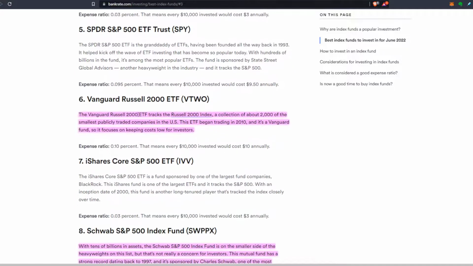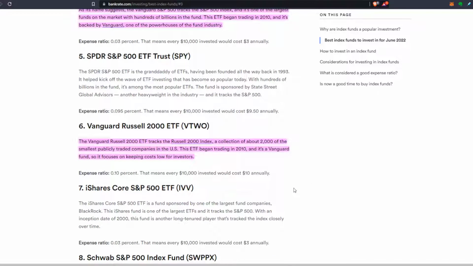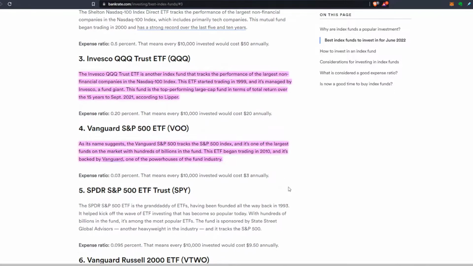Let's say we look at the Russell 2000 index fund, that's the Vanguard Russell 2000 ETF. I'm taking this as an example here. It tracks the Russell 2000 index, which is a collection of about 2000 of the smallest publicly traded companies in the US. So an index fund essentially can track very specific indexes, be it the top 500 companies, the smallest 2000 companies, the tech index, or something such as the QQQ, which is the Invesco QQQ Trust ETF.